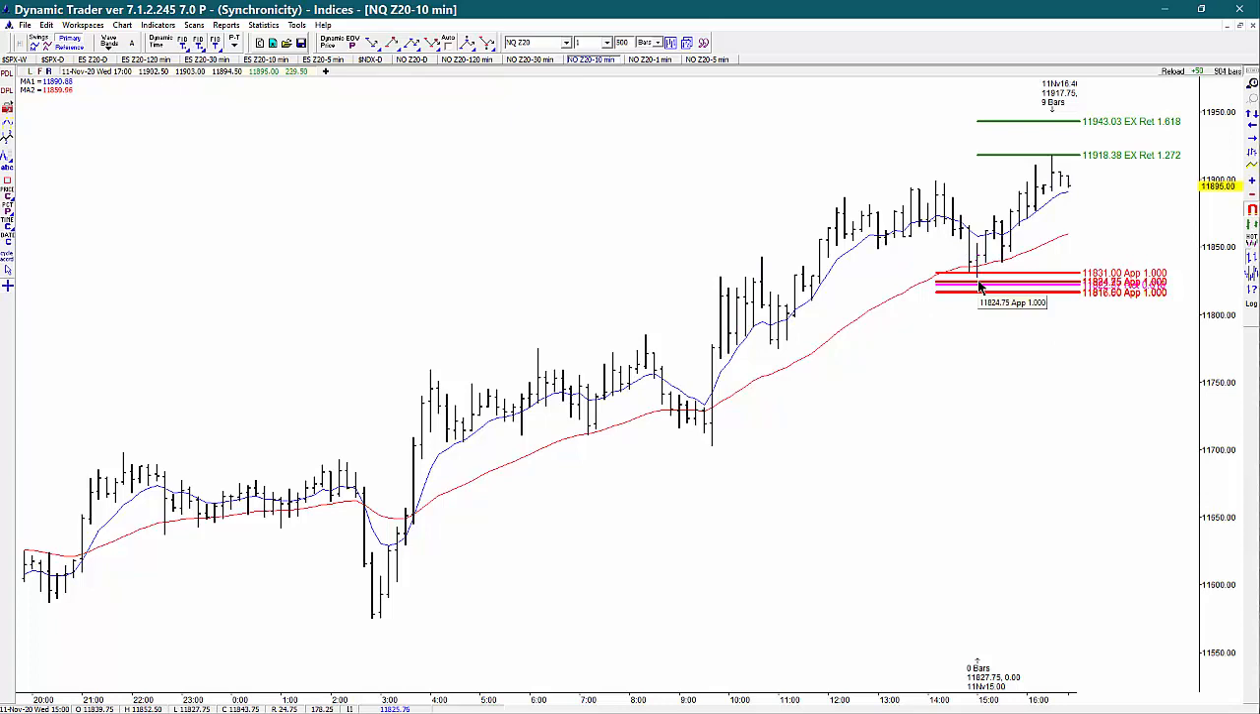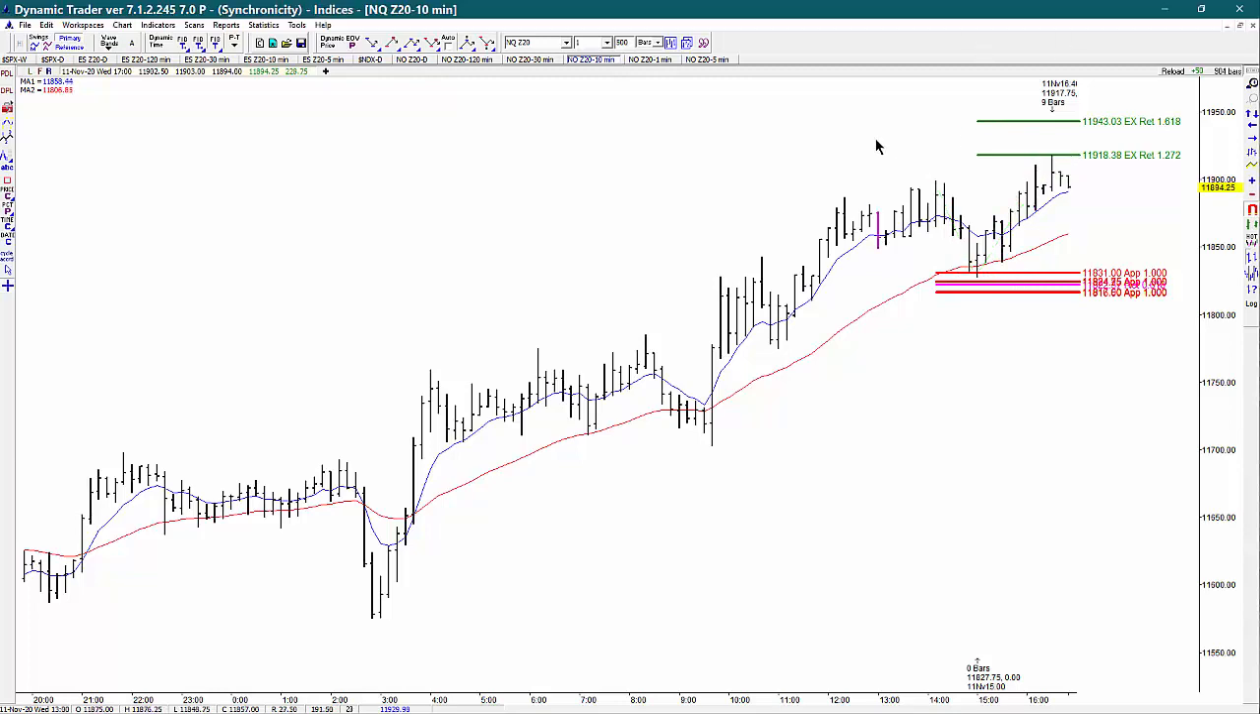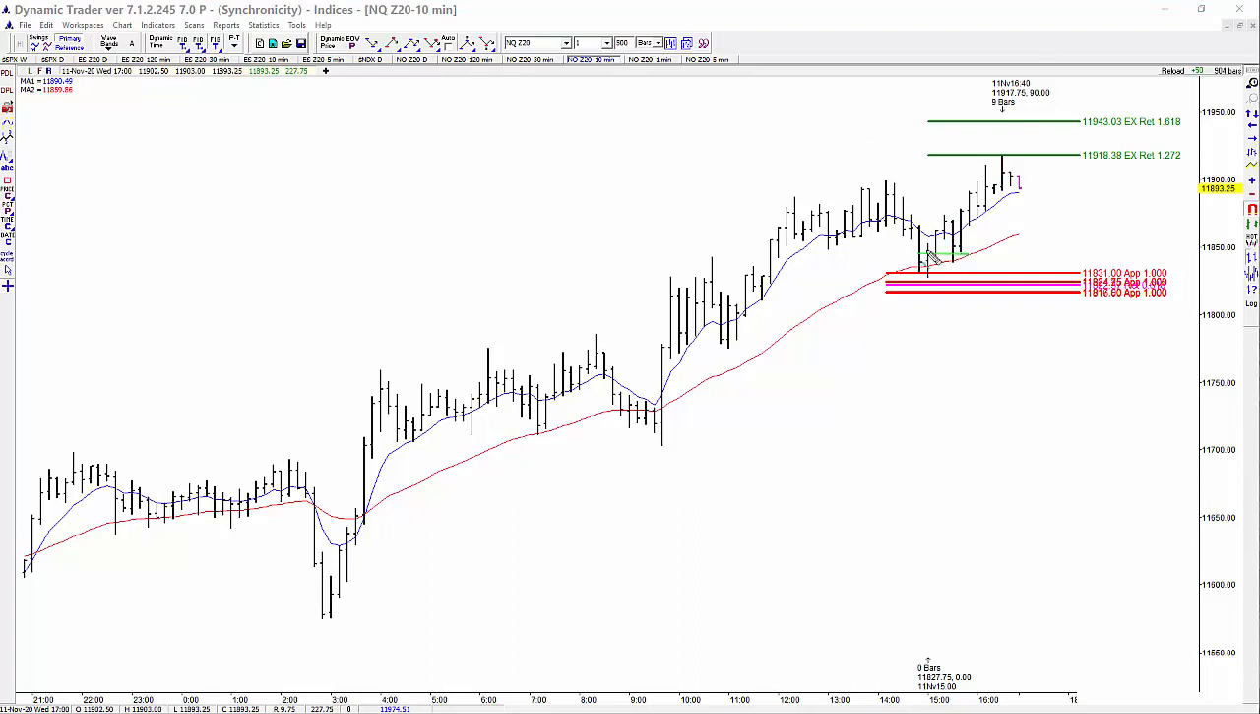Now, the zone was tested, the zone held, and it did meet target number one. Okay, so that's basically, textbook, what we're looking for, a minimum target of the 1272 extension. Now, this was a 90-point rally in the case of NASDAQ. Now, I don't expect you to get 90 points out of it, but I expect you to get something in the middle, and if you get that, you should be pretty much a happy camper.